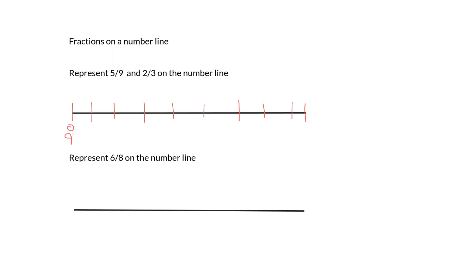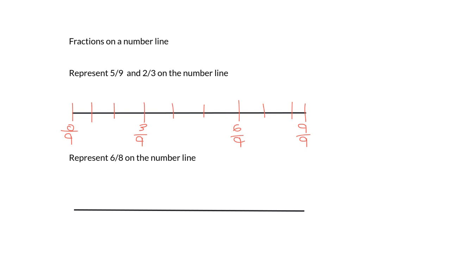So 0/9, 1/9, 2/9, 3/9, 4, 5, 6/9, and then this last one here would be 9/9. Okay. Now, if you want to fill in more than that, that is totally okay. If you want to put in 5, 4, 7, 8/9, that's also okay.